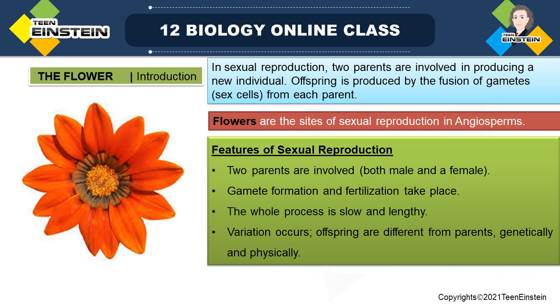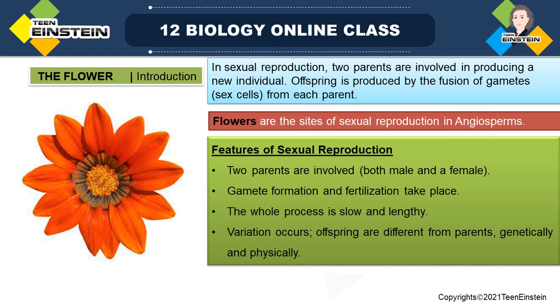Next, the male and female gametes are both formed now. Then what is going to happen? The male and female gametes fuse. There is a fusion of male and female gametes. In angiosperms, flowers are the sites of sexual reproduction. So all these events, pre-fertilization, fertilization and post-fertilization, take place inside the flower. Got it?